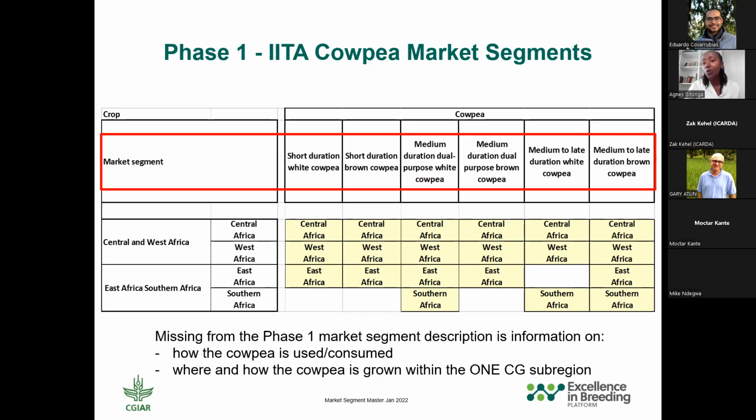And when you look at this, the question that begs is, when it comes to the target product profile, we would have a very broad description and a very long list of traits that would be used to describe such a market segment. And basically, with such a situation, we would not be able to give the breeders a very good opportunity to address the needs that are in that particular market segment.